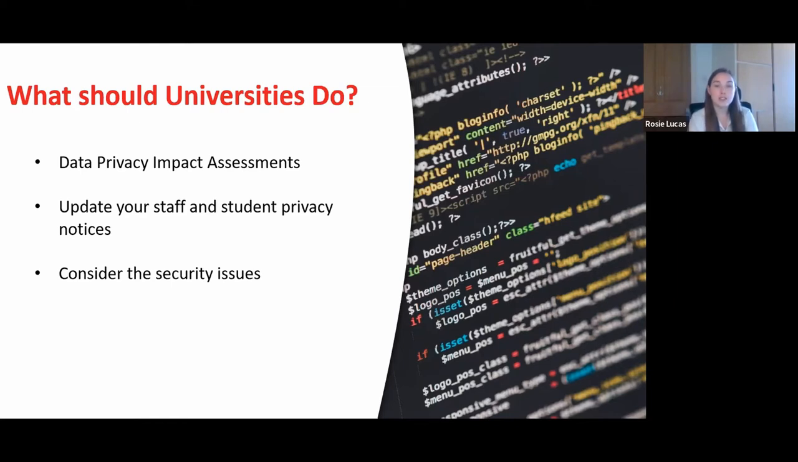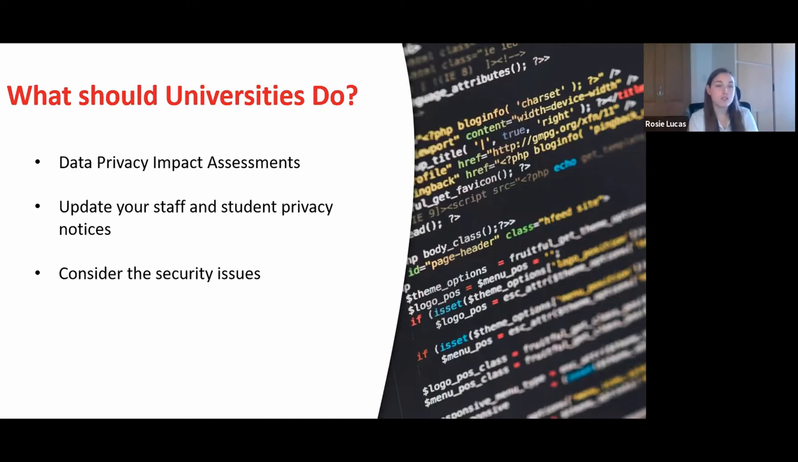And thirdly, consider any security issues when using online platforms to record lectures. Some of the issues that you might want to consider include whether the platform has end-to-end encryption, and if there are sufficient security measures in place to prevent unauthorized access. And other issues such as whether the platform has GDPR compliant processing terms and whether there are any transfers of data outside the EEA and if there are appropriate mechanisms in place for those transfers to be lawful.